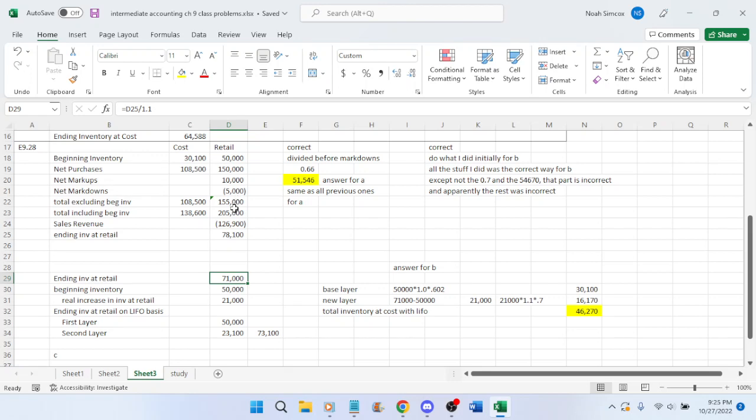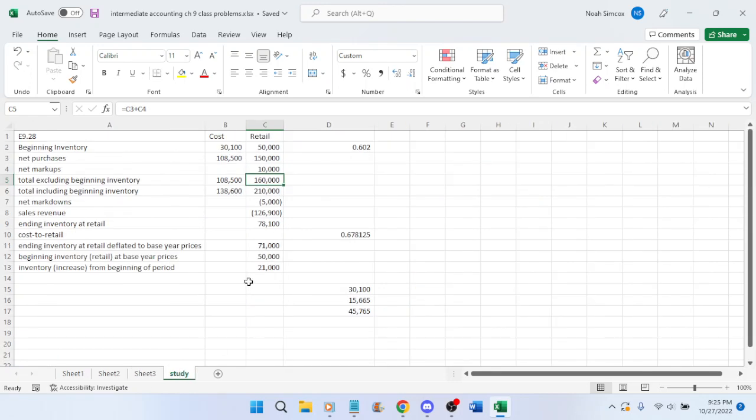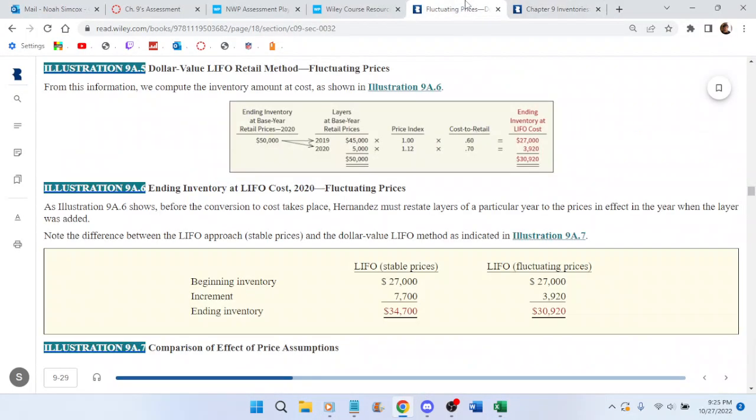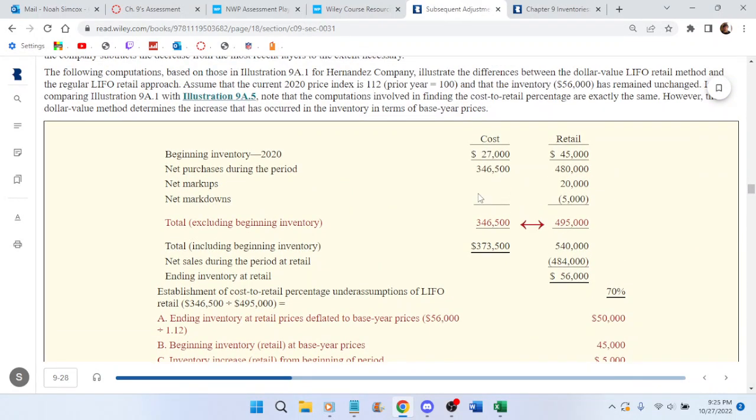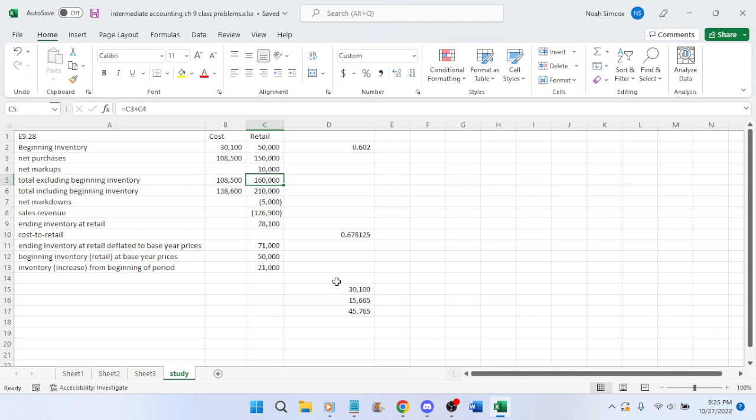It's because... What? Question. It's because they include markdowns. How did I miss that? How did I miss that you include markdowns? Man, I messed everything up. Dude, I messed everything up.